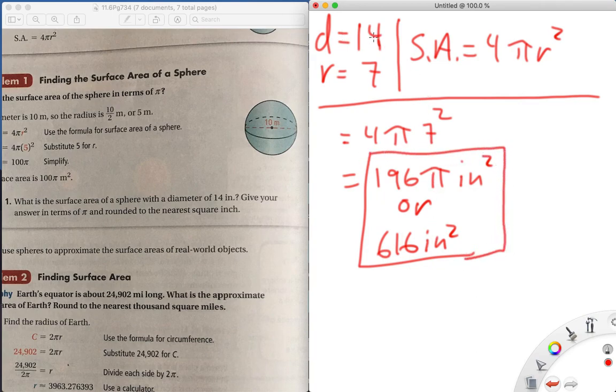Alright, so they gave us the diameter of 14. We divided that by 2 to get the radius of 7. Then we plug that 7 in for the radius in the surface area equation, 4 pi r squared, and got 196 pi, or 616 inches. And remember that since it's the surface area, your units are squared.